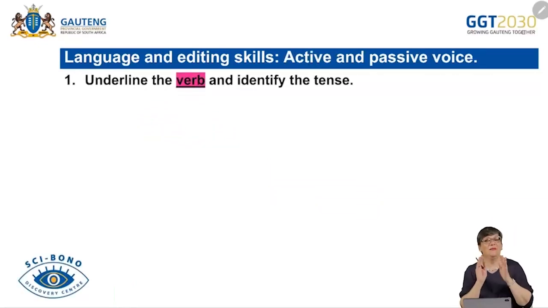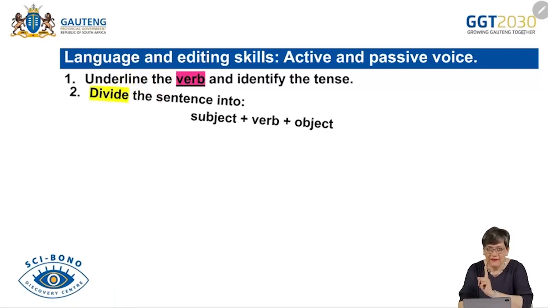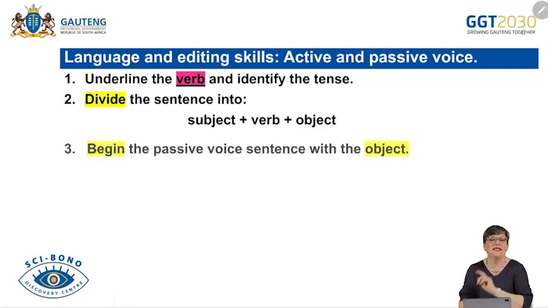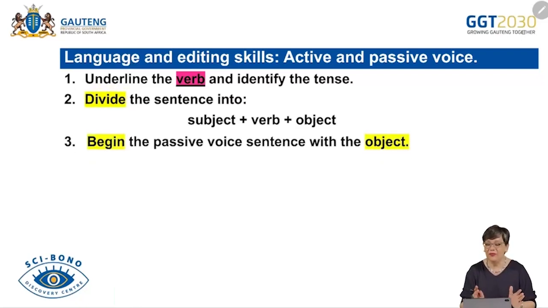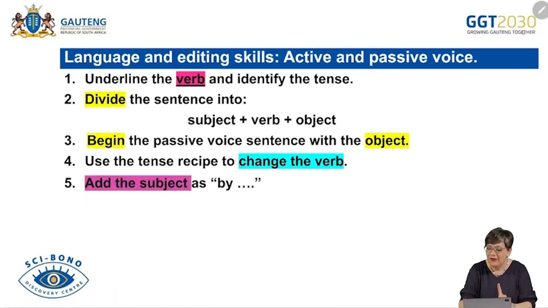Now, with active and passive, we've got a number of steps as well. And it works a little bit different than reported speech. Let me quickly show you. Always find the verb first. Divide the sentence so that you can see the subject, the verb, and the object. Then you switch places. In other words, your sentence then starts with your object. Change your verb and add by at the end.